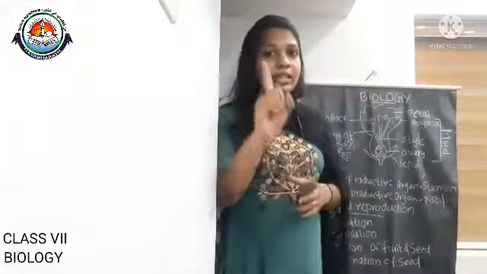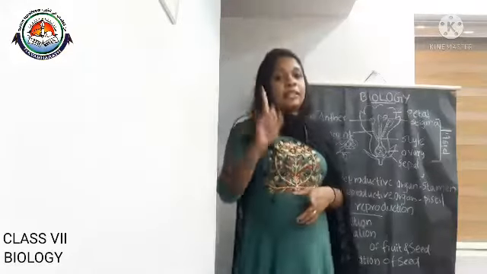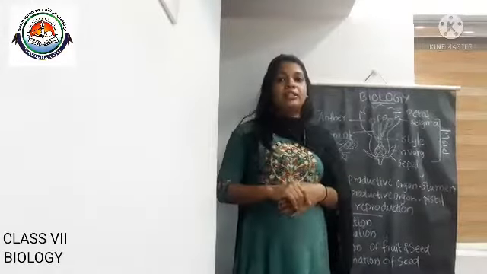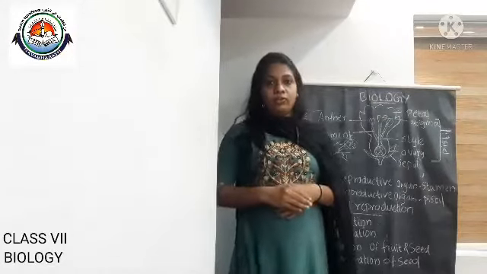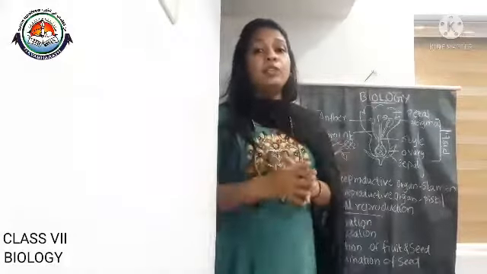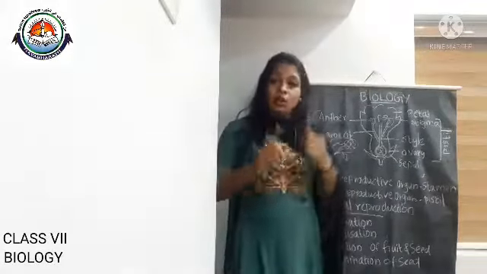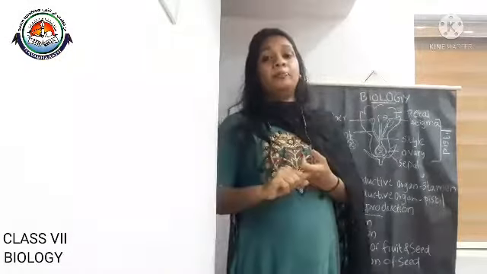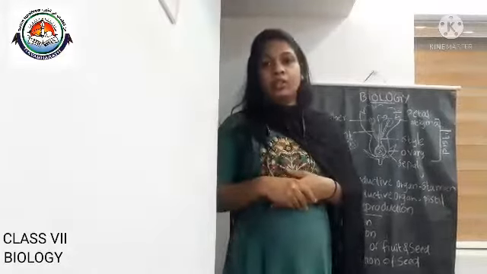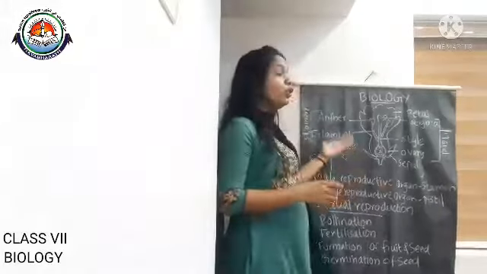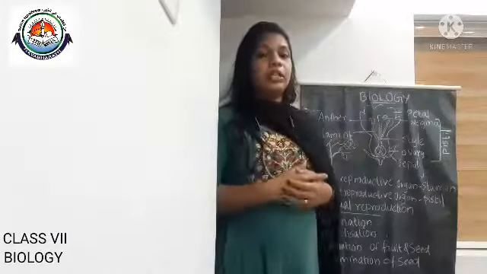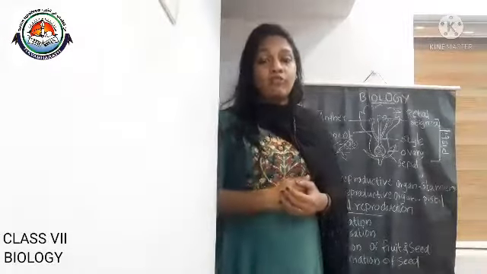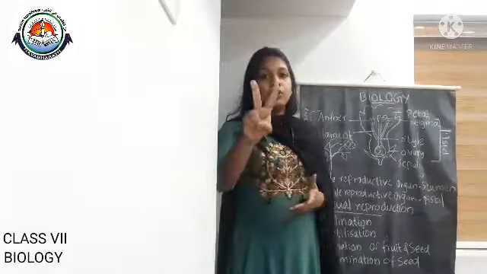Uni means single, so a single reproductive part will be seen in such flowers. Examples of unisexual plants are watermelon, pumpkin, papaya, etc. So that is about unisexual flowers. And coming to bisexual flowers, bi means two.